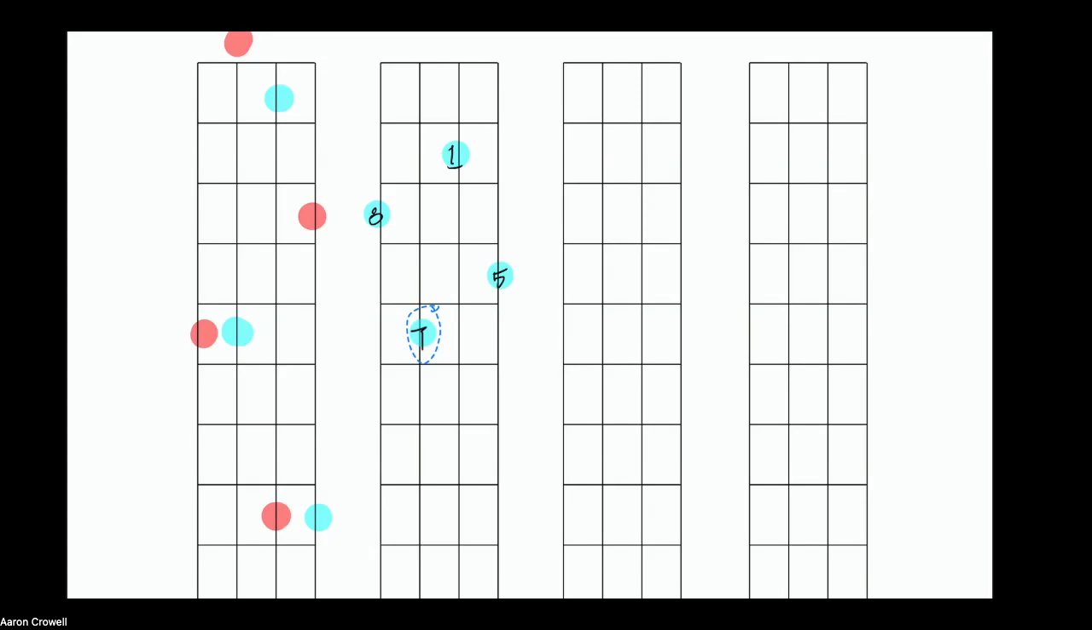Now that is our major shape. Our minor shape was to take the 3 and the 7 and flat those. So now I know my major shape and my minor shape. Watch this. From the major shape, if I flat the 7, I have my dominant 7 shape. From the minor shape, I flat my 5, I have my minor 7 flat 5, or my half diminished shape. Okay, let's try the same thing with root on 3.